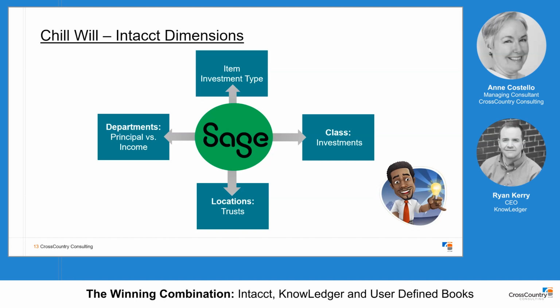So for example, with Will, instead of using the standard dimension of department, he uses that to capture principal versus income activity. They use the item field to track the type of investment. Is it equity, debt, private equity, venture capital, or some other kind of alternative investment? They use the class field for the investments themselves. And when you have 12,000 values for your investments, it's sure a good way to keep track of it. Finally, the locations are the actual trusts. They have 150 families with over 250 trusts and entities, and that's how they use Intacct dimensions to track them.